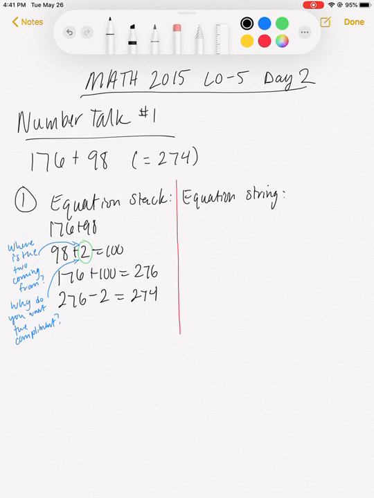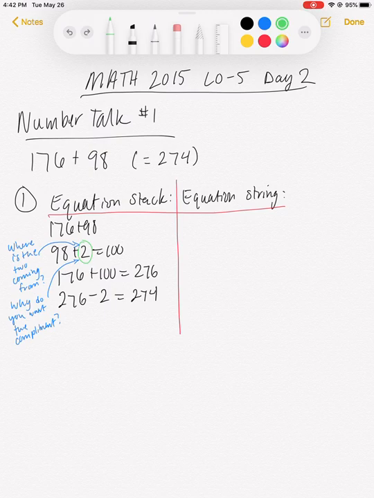Notice that in the equation stack, all that was going on was, make a t-chart here, all that was going on was 98 plus 2, 176 plus 100, 276 minus 2. All of those are different values. Okay, we're going to stack the equations so that they all have the same value, or string up the equations so that they all have the same value.